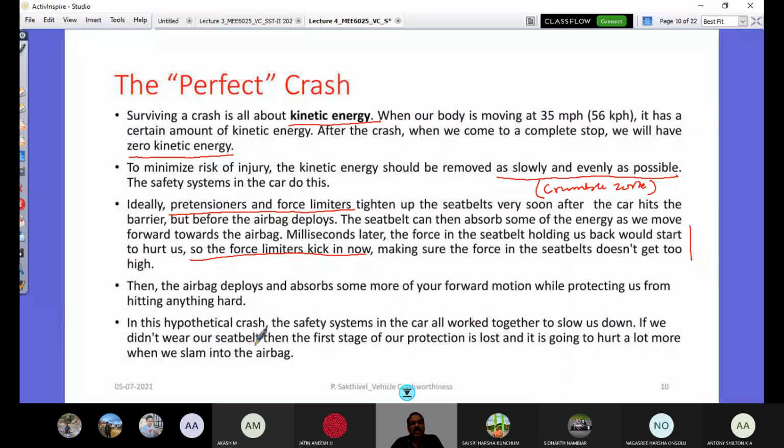If we did not wear a seat belt, then the first stage of our protection is lost, and it is going to hurt a lot more when we slam into the airbag. So you see there are statistics that because of wearing seat belts alone, many fatalities are prevented. The airbag's action is what saved many lives. So if they are not appropriately designed or people do not use them, in such a severe situation, saving an occupant is a question mark.